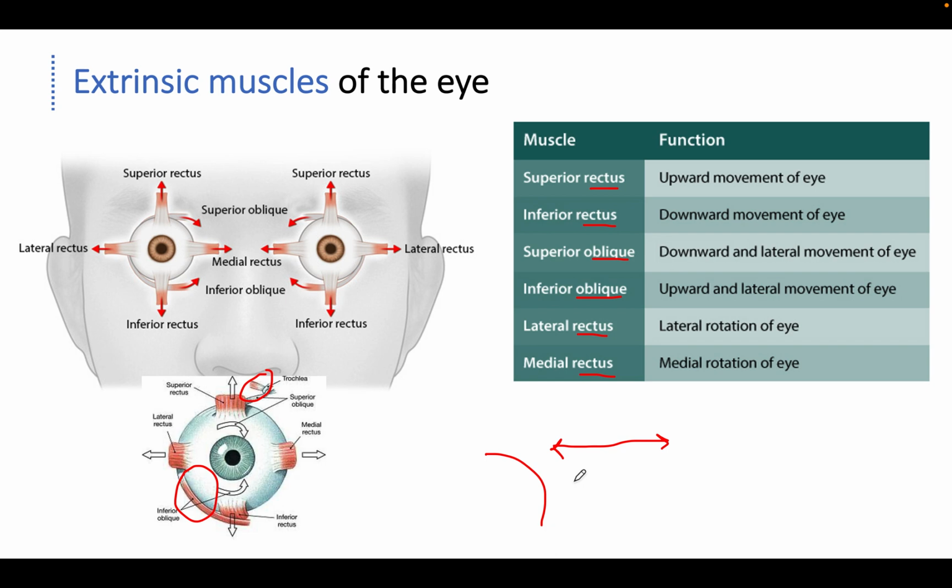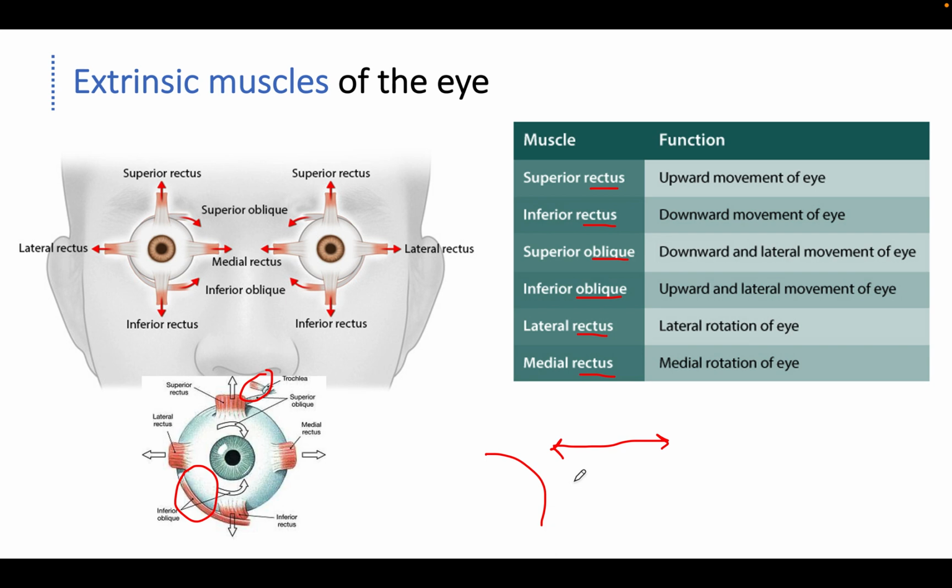and the orientation of the muscle fibers, whether it's the rectus muscle or the oblique muscle, will determine which direction the eye moves, right? So simply, if you contract the superior rectus, you look up. If you contract the inferior rectus, you look down. If you contract the medial rectus, you look medially. And if you contract the lateral rectus, you look laterally. Okay, so those are relatively straightforward.